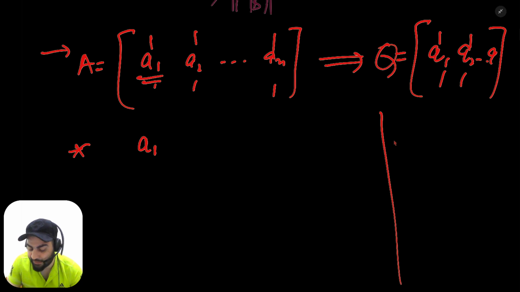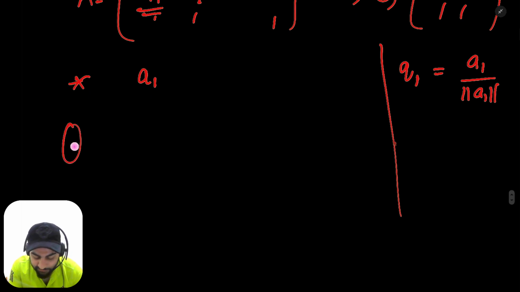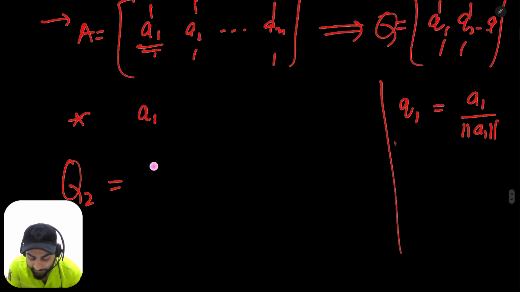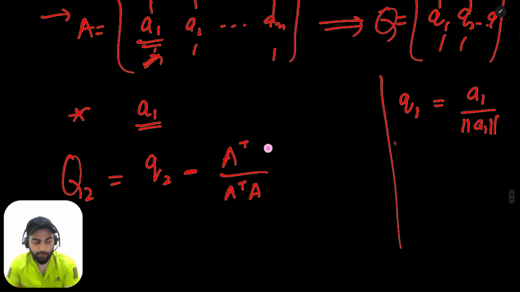In parallel, in order to find this q1, q1 is equal to a1 divided by norm of a1. This is the q1. If you now want to find this q2, you will first find that q2 like this: take this a2 and subtract its component along this a1. So how to do that? Just see its projection. The projection will be a1 transpose a2 divided by a1 transpose a1, and we have to remove its component along this, so we write it with a1 transpose a1.